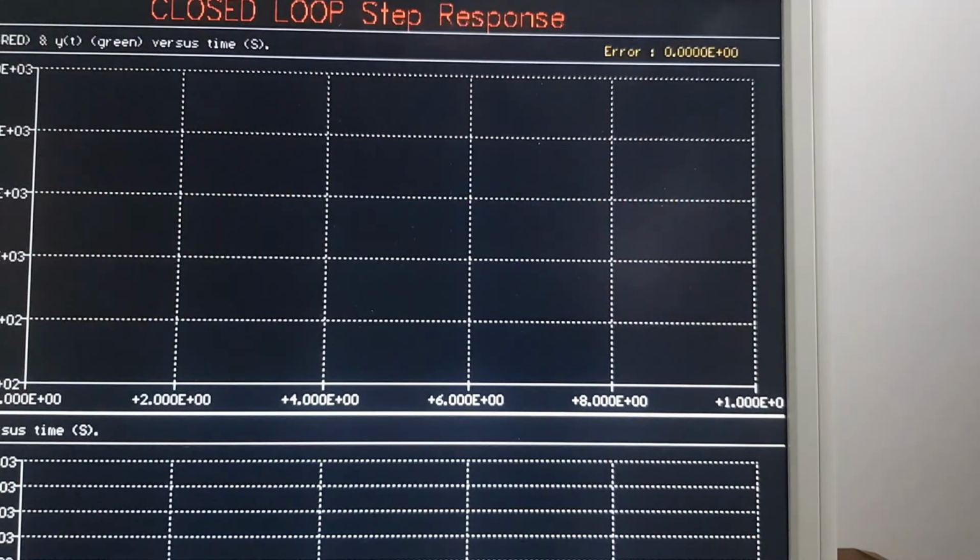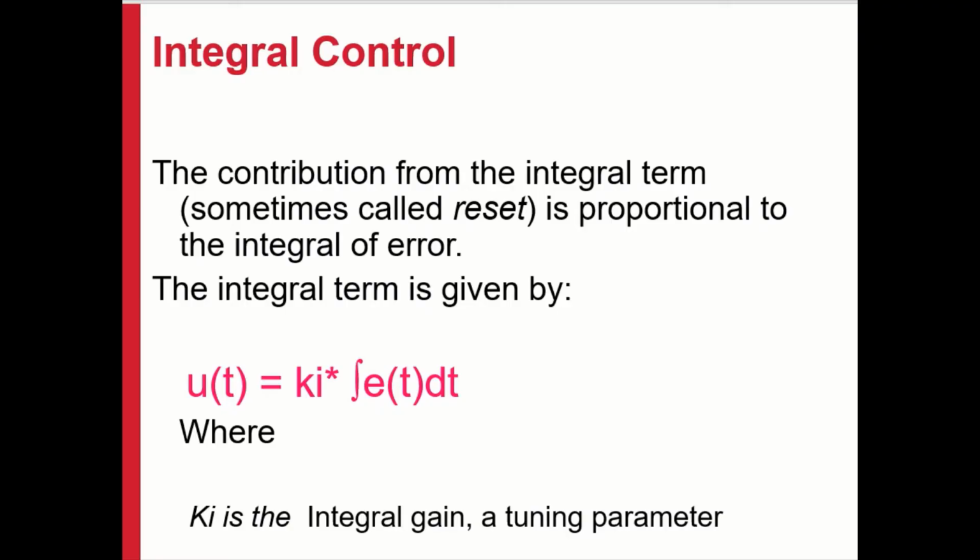What we're going to do next is move on to integral control. So in the second test, we're going to look at integral control. In this case, the controller is given by Ki times the integral of error. Then we can adjust the Ki and see how the control system behaves as we change the integral controller on its own, as a standard integral only control system.